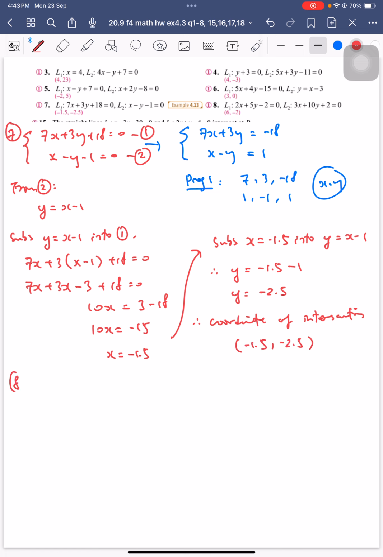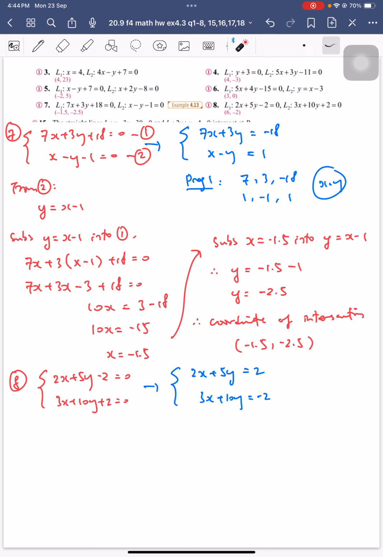Question 8 is going to be similar. We have two straight lines: 2x plus 5y minus 2 equal to 0, and 3x plus 10y plus 2 equal to 0. So the first method is to change it to 2x plus 5y equal to 2, and then 3x plus 10y equal to negative 2. I change it so all of the variables are on the left-hand side and the constant on the right-hand side. Then use program 1 and enter 2, 5, 2, 3, 10, negative 2, and then you can get the values of x and y.